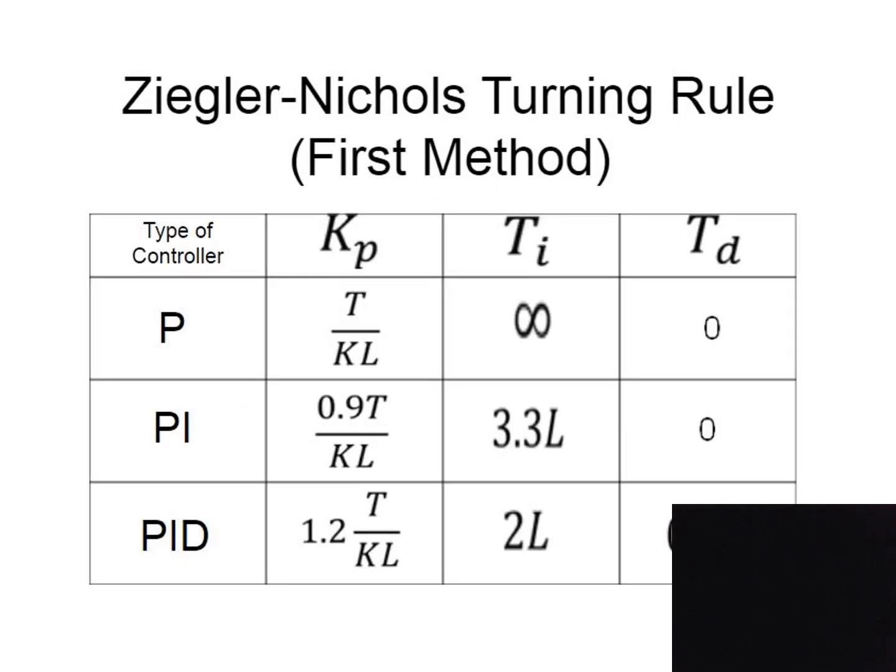Here is the tuning rule proposed by Ziegler and Nichols for proportional control, proportional plus integral, and proportional plus integral plus derivative control, giving the respective controller settings. We know very well already Kc, tau I and tau D, that is TI and TD. Here T stands for time constant, K stands for gain, and L stands for delay time. Using this tuning rule, we are going to design the PID controller.